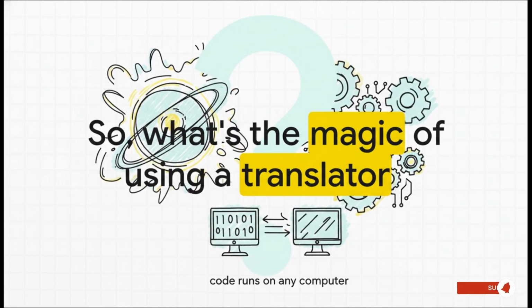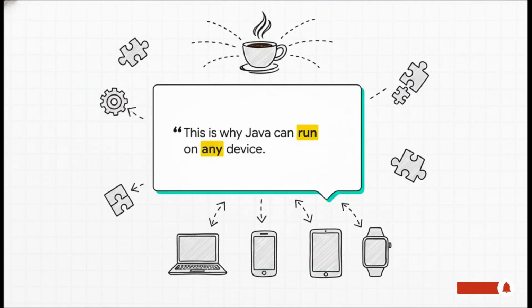All right, so we get how it works now, right? But why? Why does Java do it this way, with this special translator thing? What's the big deal? Well, this is where we get to the really cool part. This is where Java's superpower is revealed. And here it is. This is the big payoff. The reason for all of this is so that Java can run on pretty much any device. This is the whole idea behind Java's famous motto, write once, run anywhere.